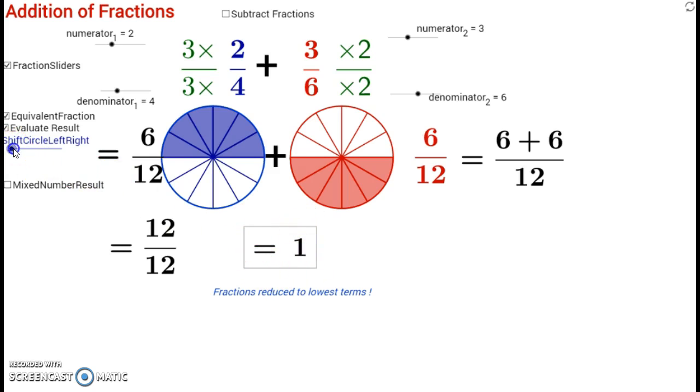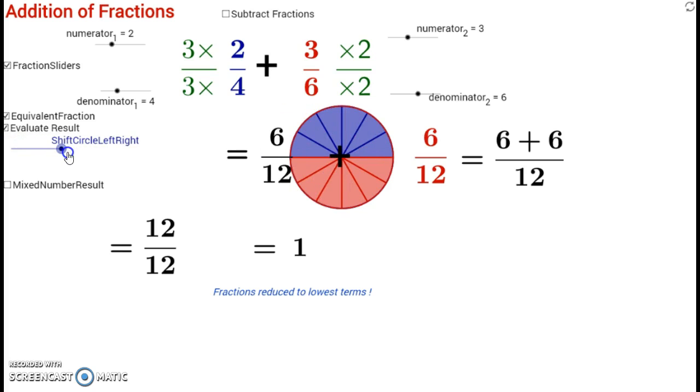We can also see if we move the circles over top of each other, the whole circle is now shaded because 6/12 of the circle is shaded from this fraction, and another 6/12 of the circle is shaded from this fraction.